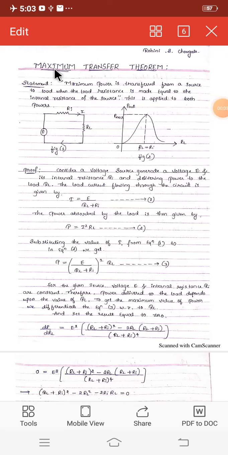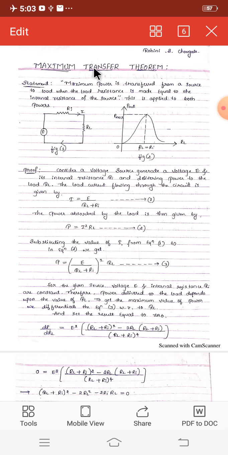Already in previous classes we discussed Thevenin's theorem, Norton's theorem and the superposition theorem, and also problems based on those theorems. In this class I want to discuss the maximum power transfer theorem. This is the last theorem in this chapter. So today I want to discuss this theorem. Let's start with the statement.